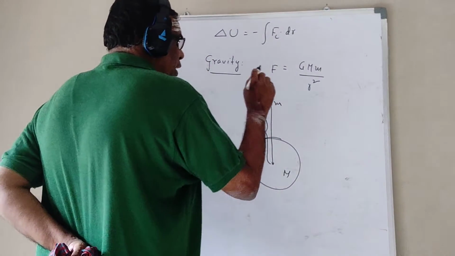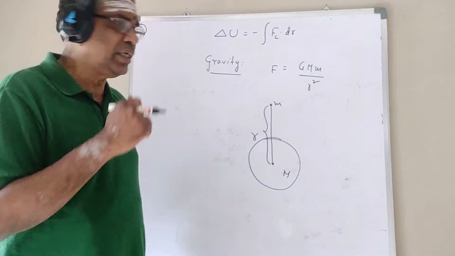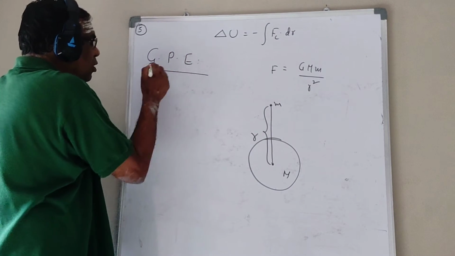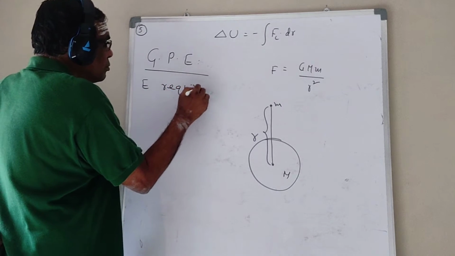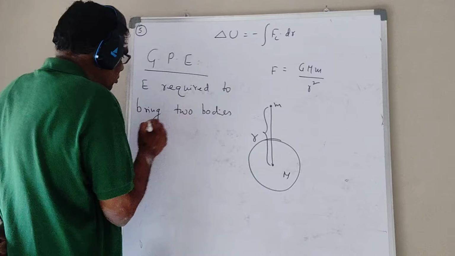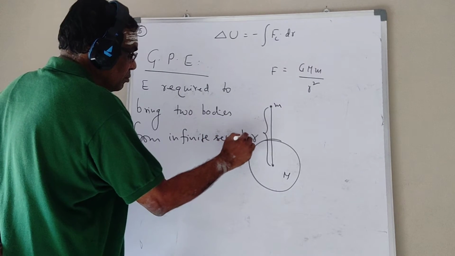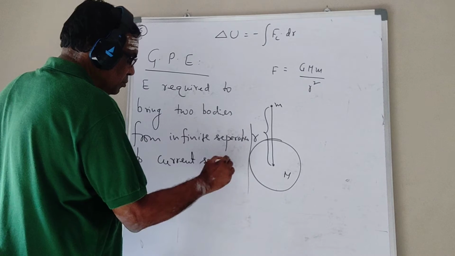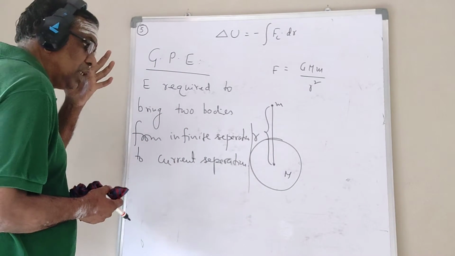Now, when I substitute this and put your limits, you define your potential energy, which we call gravitational potential energy. How is this gravitational potential energy defined? The amount of energy required to bring, very important, two bodies from infinite separation to current separation. Now this is very important. Very, very important. Remember. Okay?